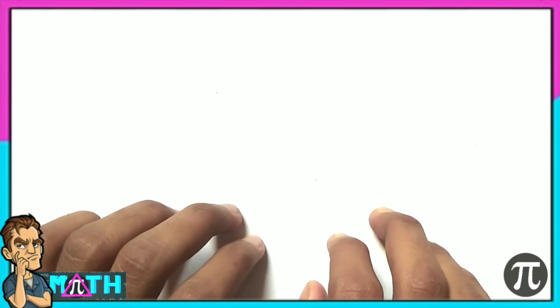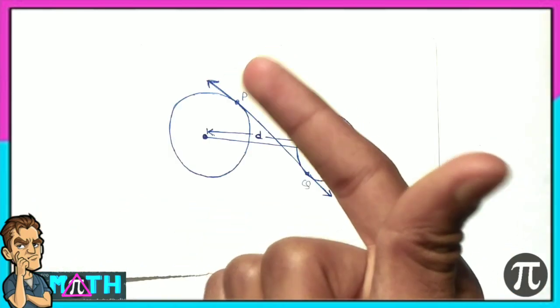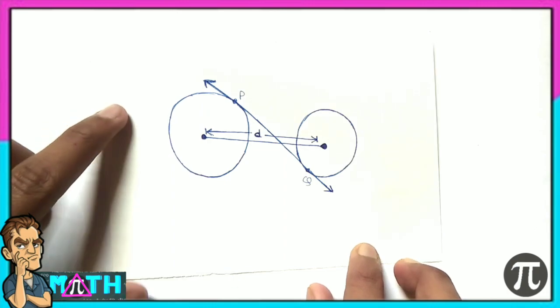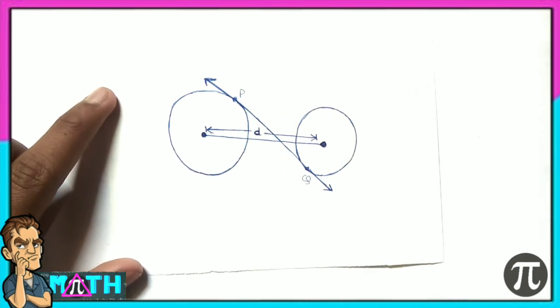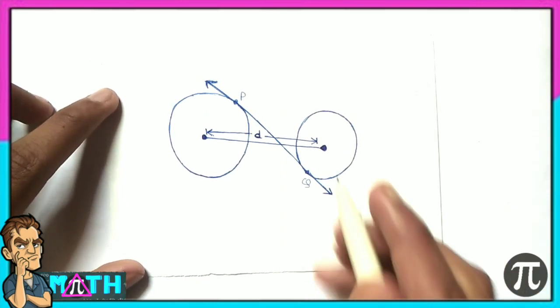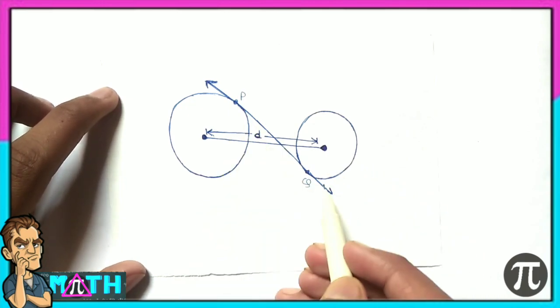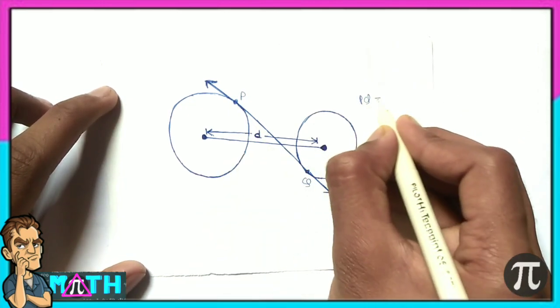So, welcome to your maths, and I have a new problem. Here these are two circles, and this is a transverse common tangent, that is PQ, and we have to find the length of PQ.